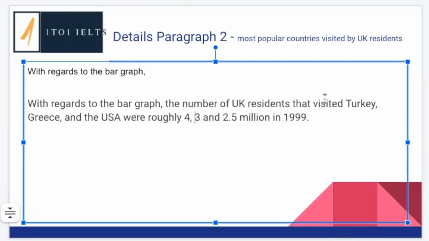"The number of UK residents who visited Turkey, Greece, and the USA in 1999", and then we'll put "respectively". So if you have a list of categories followed by a list of numbers, we're going to put "respectively". It's quite a nice way to show that this figure refers to this figure, etc.